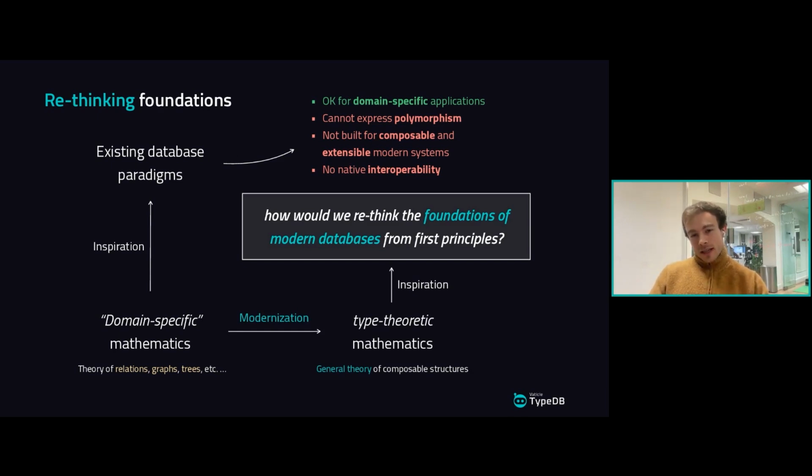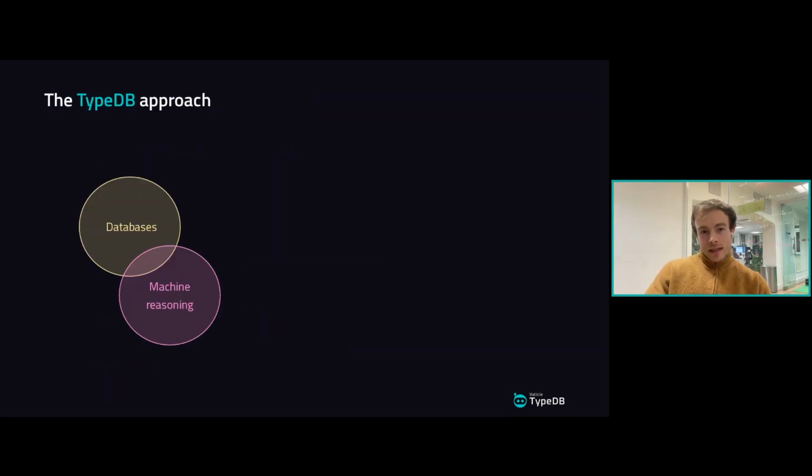Our database is rooted in a modernization of many classical ideas, a general theory of composable structures, namely type-theoretic mathematics, and that will provide the inspiration for us to answer this question today. Jumping ahead a few steps, let me talk about TypeDB, which is the database based on the theoretical insights that I will talk about today. TypeDB is built at the intersection of classical databases, machine reasoning, and also contemporary type theory.